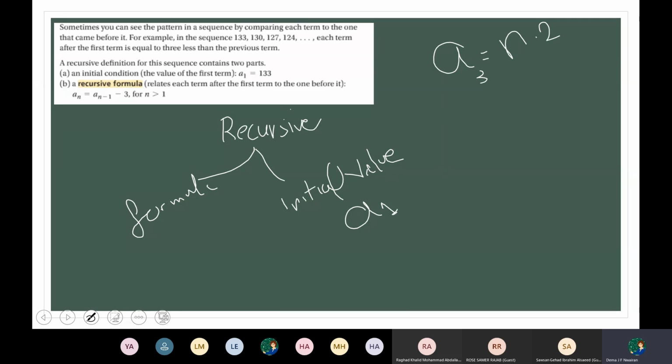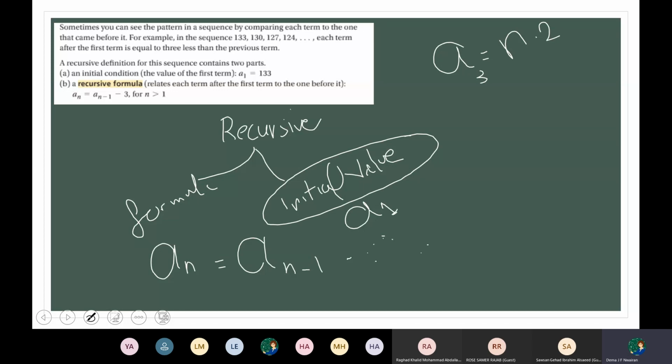For the recursive, I just have to find a of n with the previous term, which is a of n minus 1, multiplied by any number as an example, or plus any number. So here I just find the term using the term that comes before it. And also I need the initial value to know from where I should start.